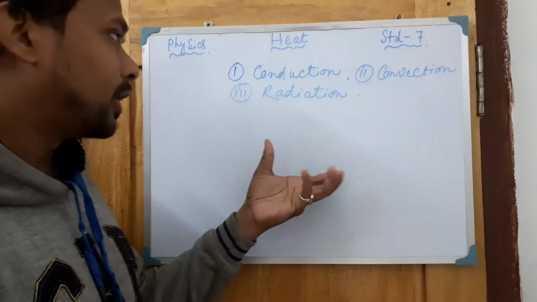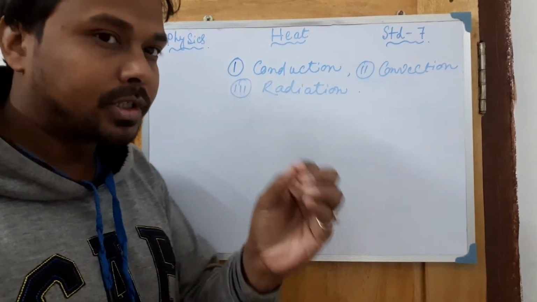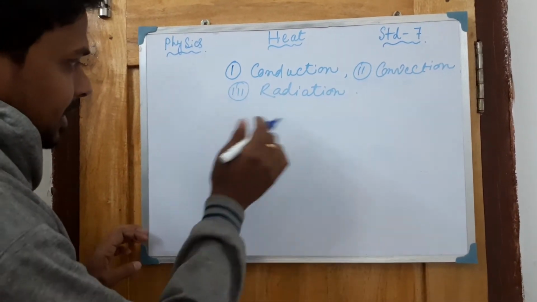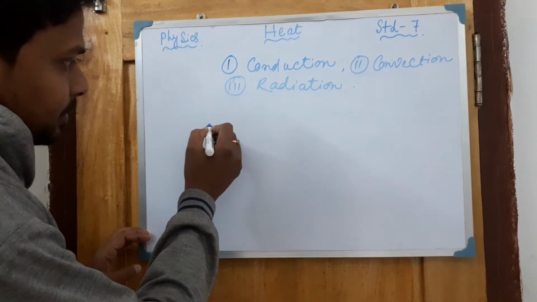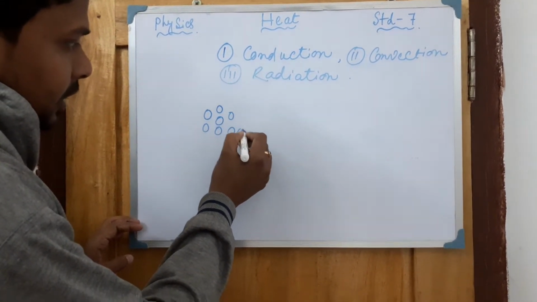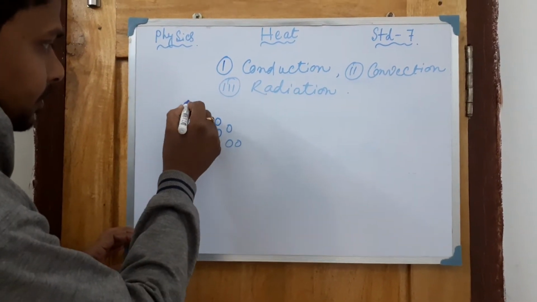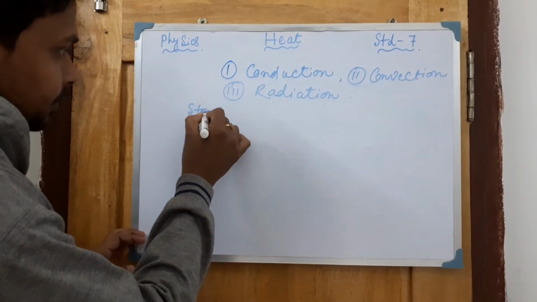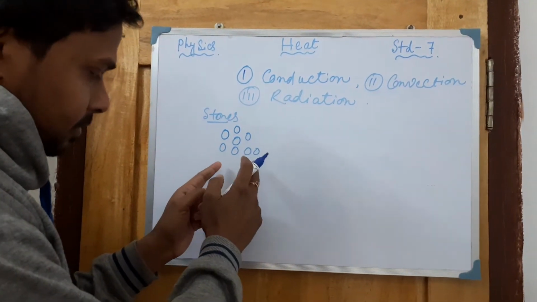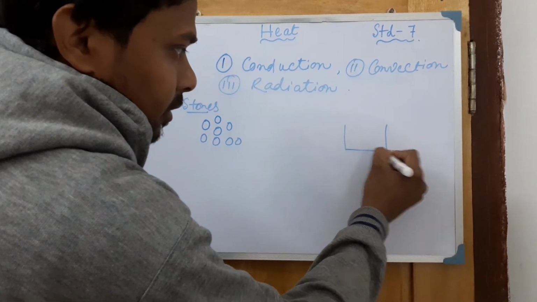Now here, while we are talking about conduction, convection and radiation, before we start that, I am just giving you a simple example, just for your information. Suppose in a particular place, few stones are placed in a particular portion. Now you have to displace all these stones from this position to this particular portion.